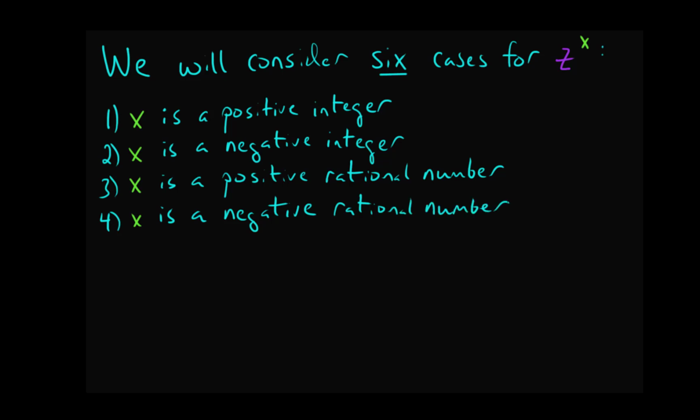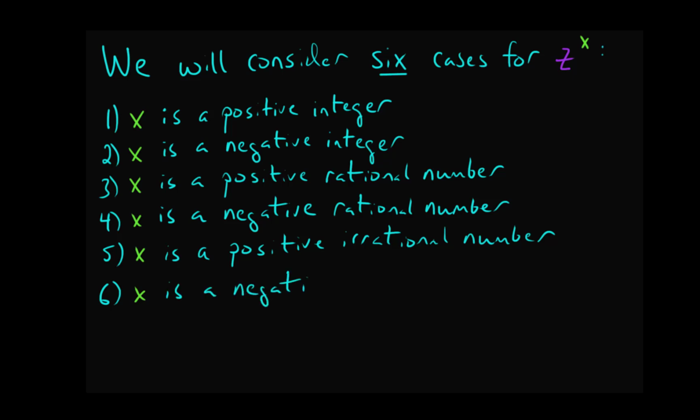In the last 2 cases, we're going to look at what happens when we raise a complex number to a power x, where x is a positive irrational number. And finally, the case where x is a negative irrational number. So we're going to contrast all these different cases. But first, I'm going to ask you to recall the following.